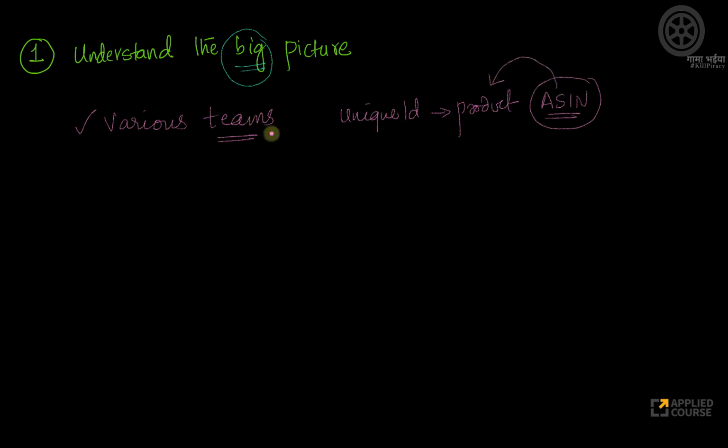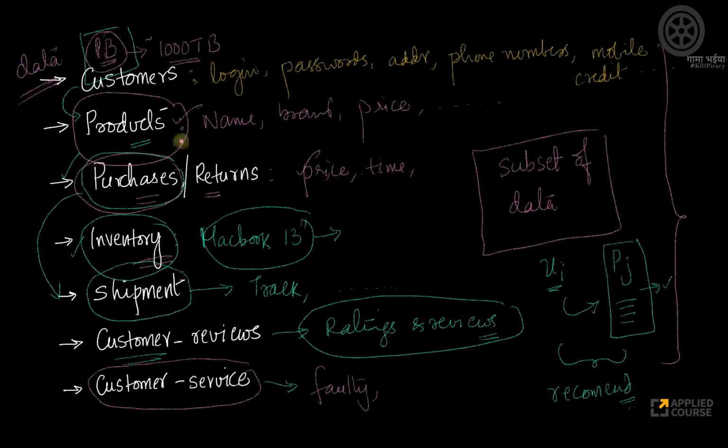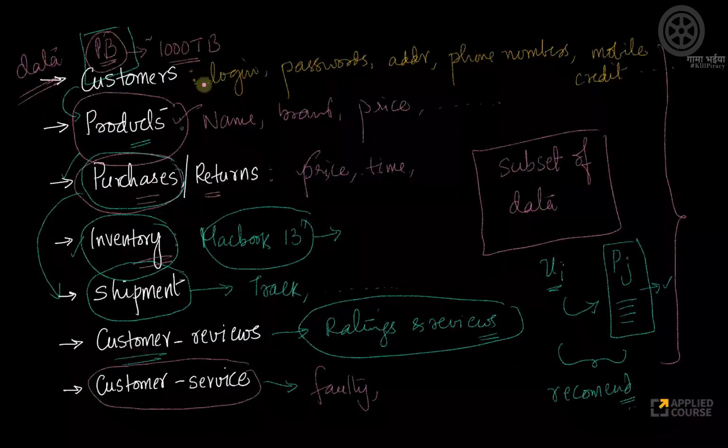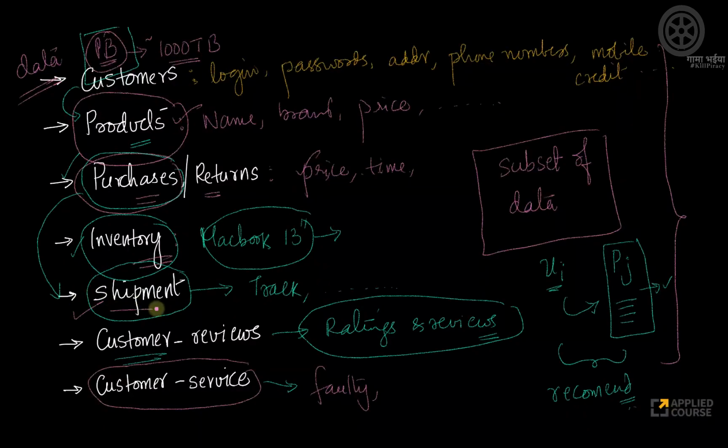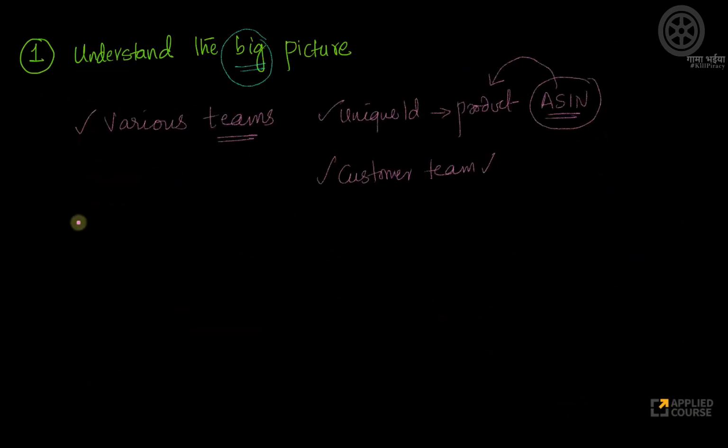So you go and talk to various teams. There could be one product team, there could be one customer team, right? A customer team is responsible for getting all the information related to a customer, like their shipping address, whether they're prime customers or not, all this information. Even imagining designing this whole data store is a massive task. So first we'll talk to our team which is responsible for shipment. We'll talk to another team which is responsible for customer reviews. And we'll understand the big picture here.